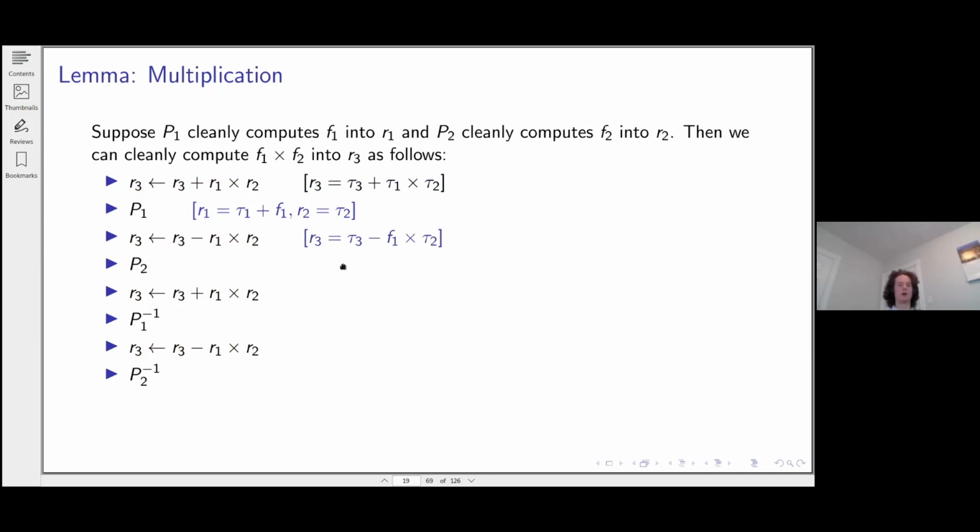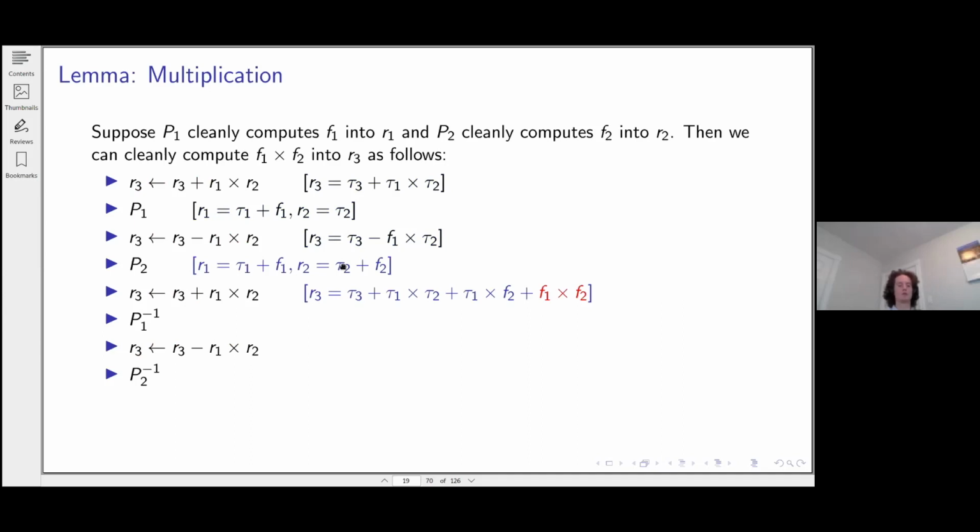Sorry, we're subtracting r1 times r2. So we'll cancel out that tau1 times tau2, and we'll also get an extra term of f1 times tau2. So now we run the other program. Once we've done that, register 2 has value tau2 plus f2. So both registers have their functions added to them.